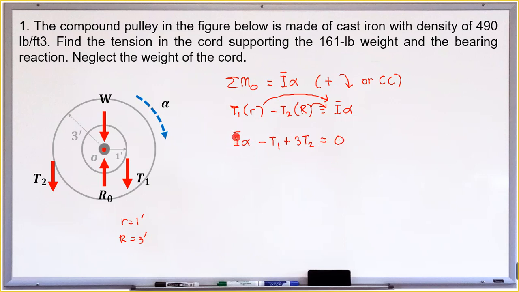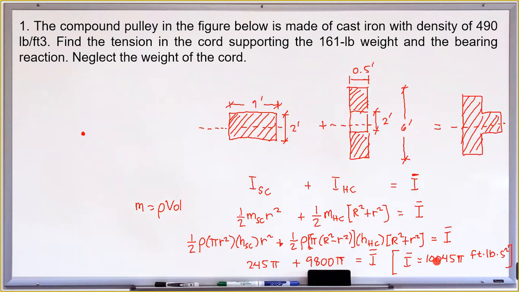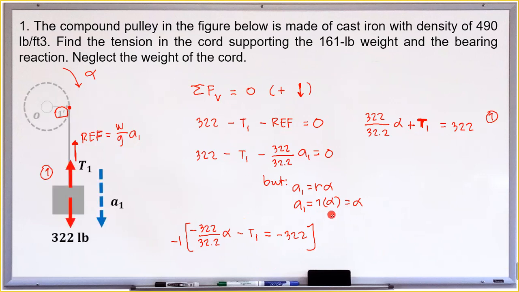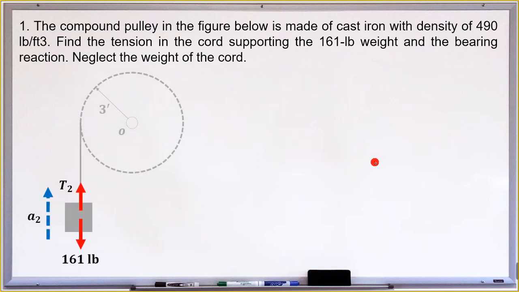Now, nakuha na nato ang I bar, which is the centroidal mass moment of inertia, 10,045 pi. This is 10,045 pi alpha minus T1 plus 3T2 equal to 0. So this is our second equation. Ato na siya tigaman. Now, proceed ta sa third nga object, kaning 161 pound nga block.